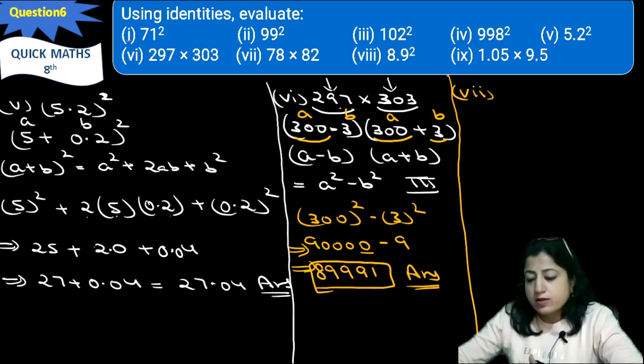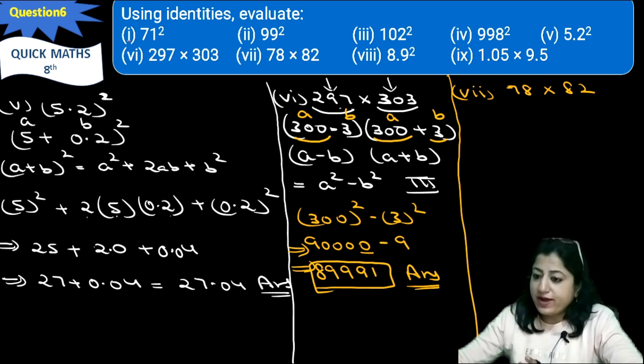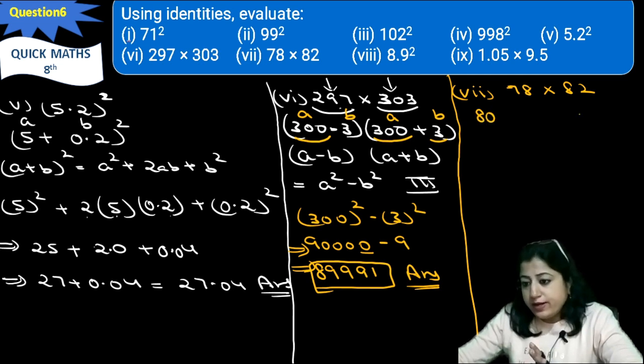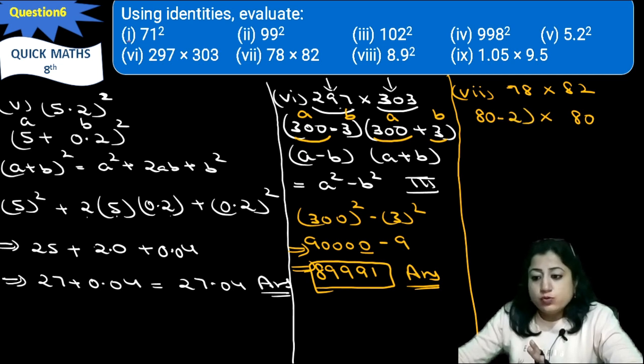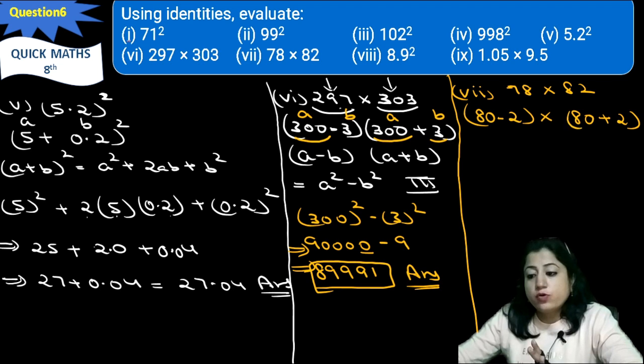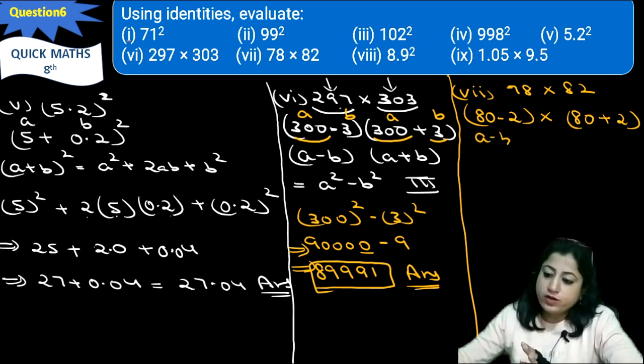So next is the 7th. Now the 7th is 78 multiply 82. It is quite similar. We have two numbers and the product of the two numbers is to be found. Both the numbers are closer to one same number, that is 80. 78 and 82 are both closer to the round figure 80. This is 80 minus 2 and this is 80 plus 2. So we get the same format of the third identity, a minus b and a plus b.